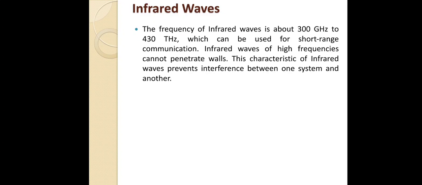Now, the final unguided or wireless transmission medium we are going to discuss is infrared waves. The frequency of infrared waves is from 300 gigahertz to 430 terahertz, which can be used for shorter distance communications. Infrared waves of higher frequencies cannot penetrate walls. This characteristic of infrared waves prevents interference from one system to another.